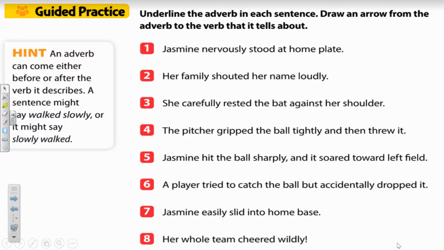So let's look down below at the guided practice and do that together right now. The directions at the top say, underline the adverb in each sentence. Draw an arrow from the adverb to the verb that it tells about. Let's look at this hint really quickly too. It might be helpful for us on this page. It says, an adverb can come either before or after the verb it describes. A sentence might say, walked slowly, or it might say, slowly walked.